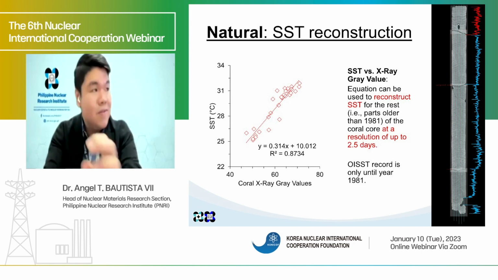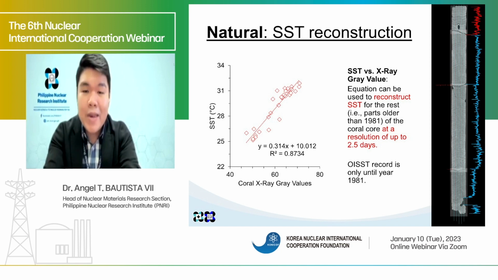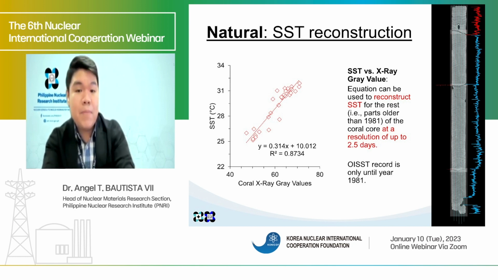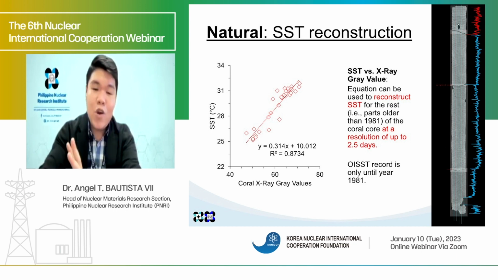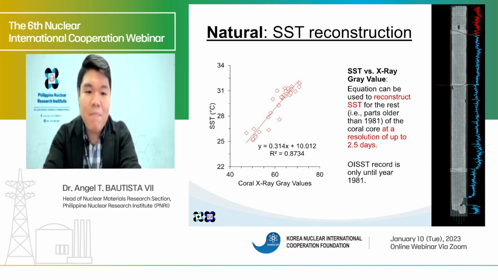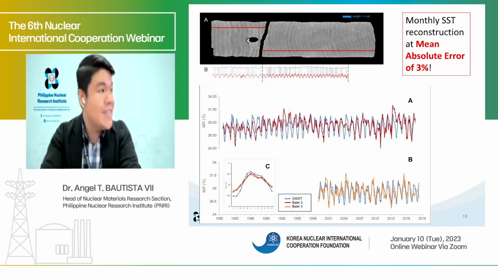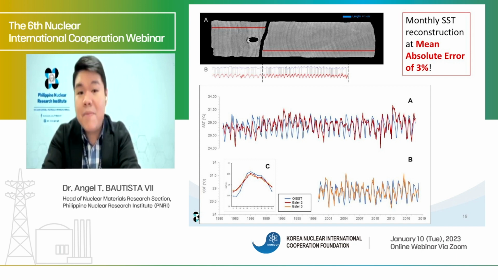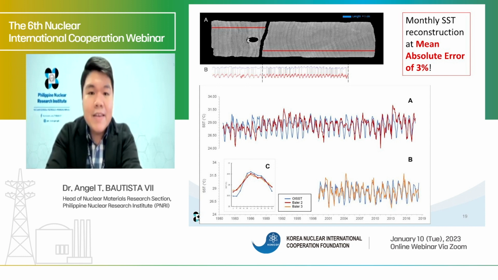So as I said, we only have a modern record of the sea surface temperature; we don't have a record in the past. But at least we have the record of gray values. So using this equation, we could reconstruct the sea surface temperature during the times that there are no records available in the distant past using this technology. And so we found out that using this method, we can reconstruct sea surface temperature monthly, every month for the past 100 years or thousands of years, with a mean absolute error of 3% only. So we're very happy with that.